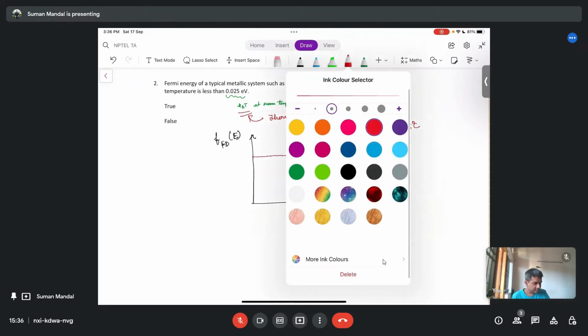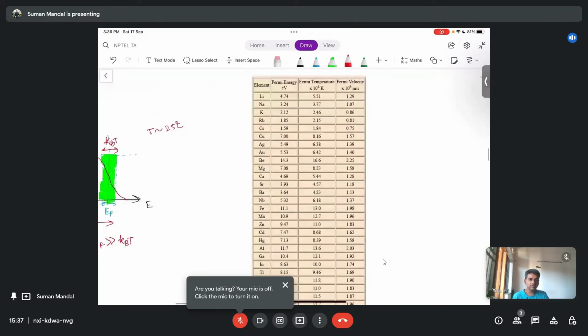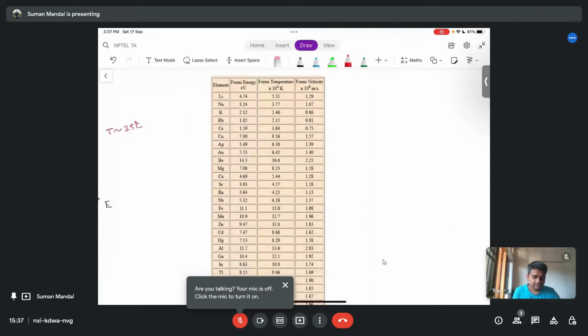Are they close, or is this the value of EF? For iron, is EF approximately close to KBT, or is it much higher or much lower than this? The answer is, if you would have seen this plot, EF is much larger than KBT from this plot. And if you see some values, this is from a book called Ashcroft and Mermin.